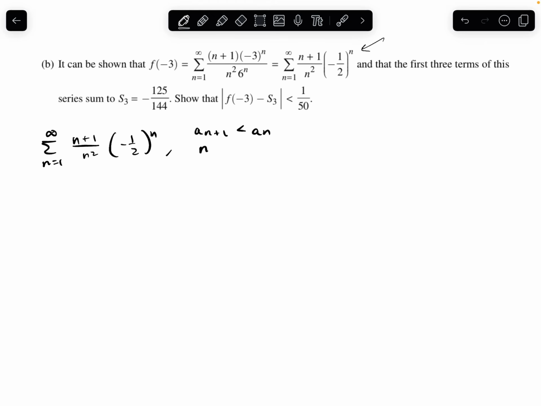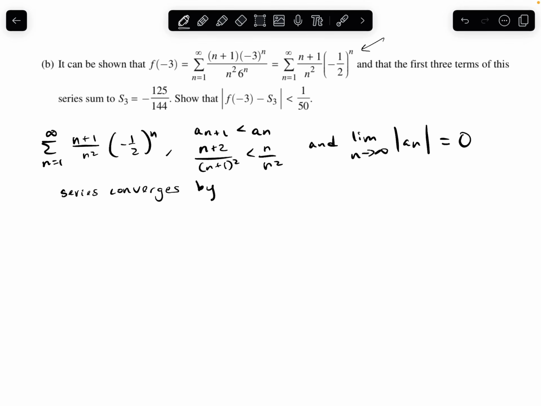That is to say, n plus 2 over n plus 1 squared is less than n over n squared. I'm just looking at a sub n without the alternator, if you will. That's true. And that the limit of a sub n is going to be equal to 0, meaning the terms in the sequence actually converge to 0. So because this is true, this series converges by the alternating series test. Okay, so we've established that this series is indeed going to have a sum.